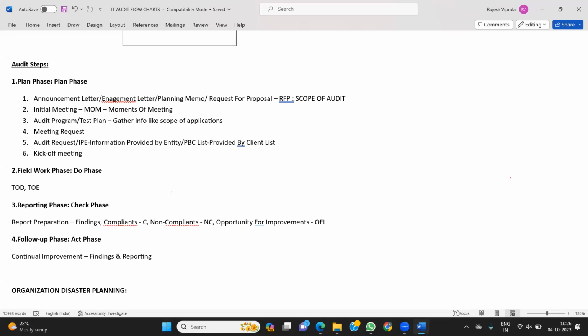Next, the fourth one is the follow-up phase. As we know, once we prepare the reports, with compliant, non-compliant, opportunity for improvement, and maybe some not applicable or exceptions that we will discuss later. As of now, just remember three things: compliant, non-compliant, and opportunity for improvement. So when the audit report is generated according to the audit scope, it contains all these three things.